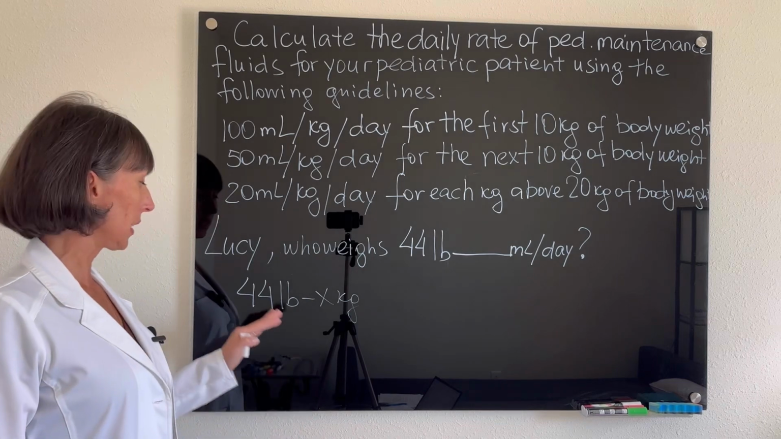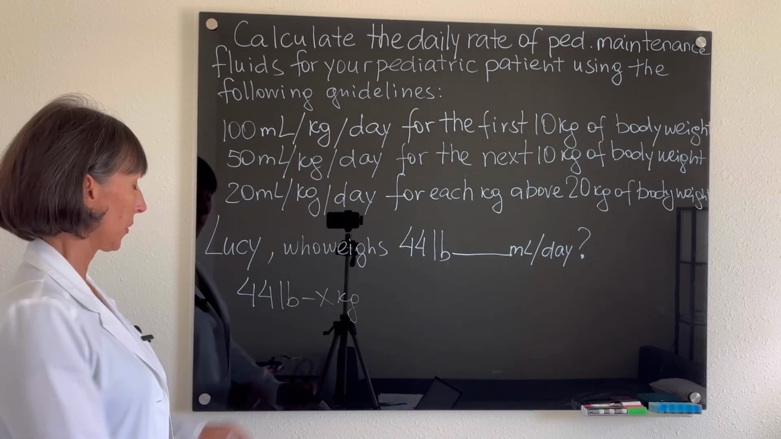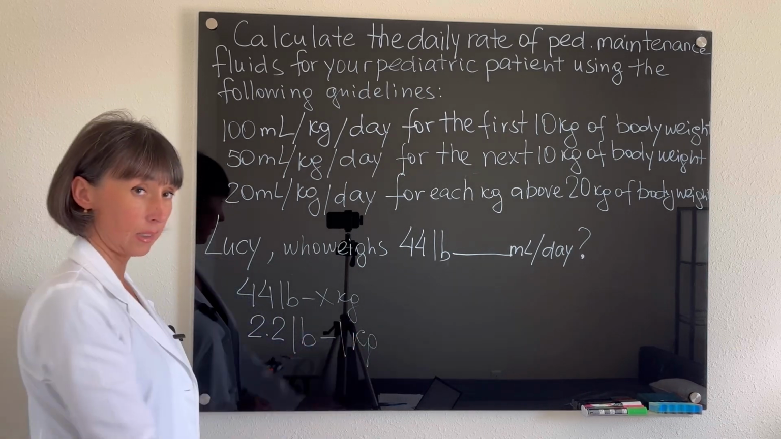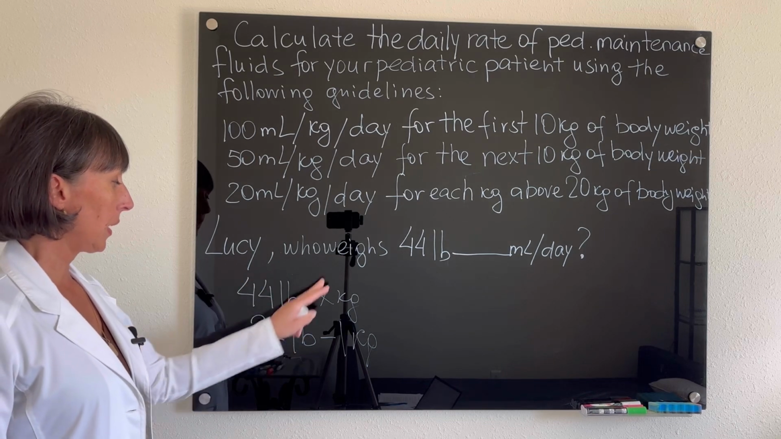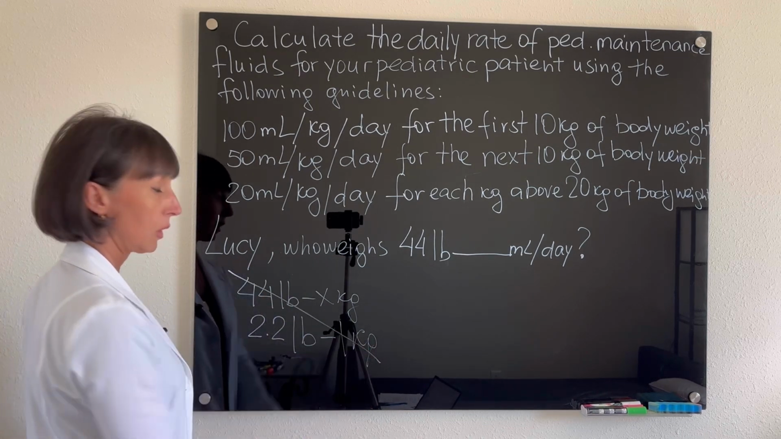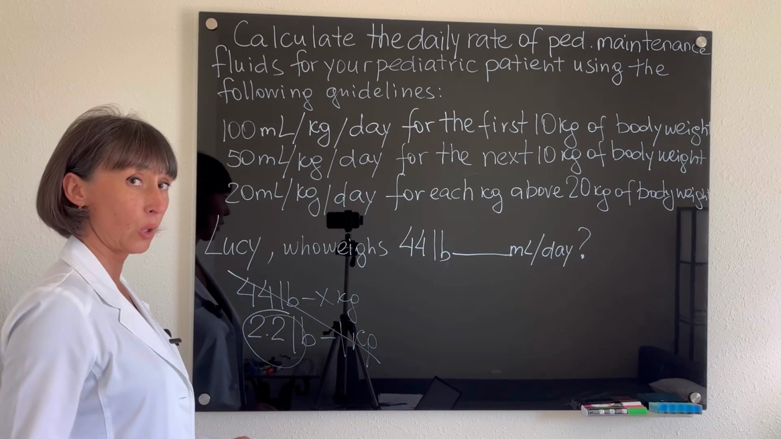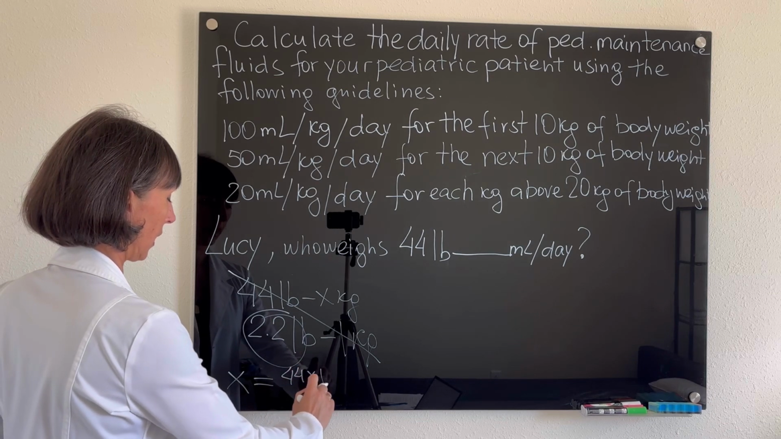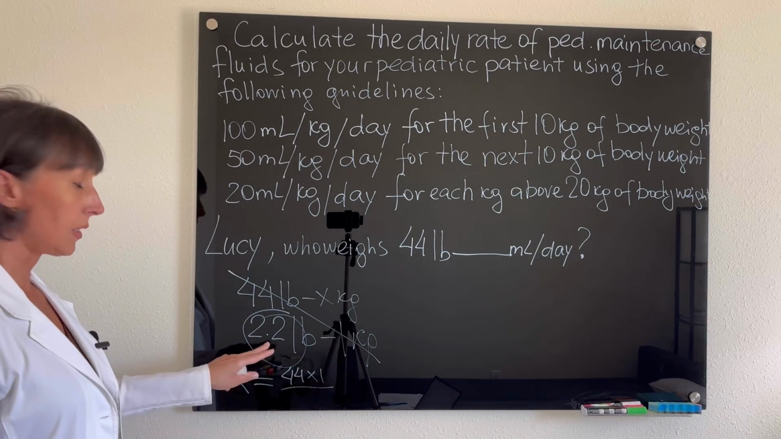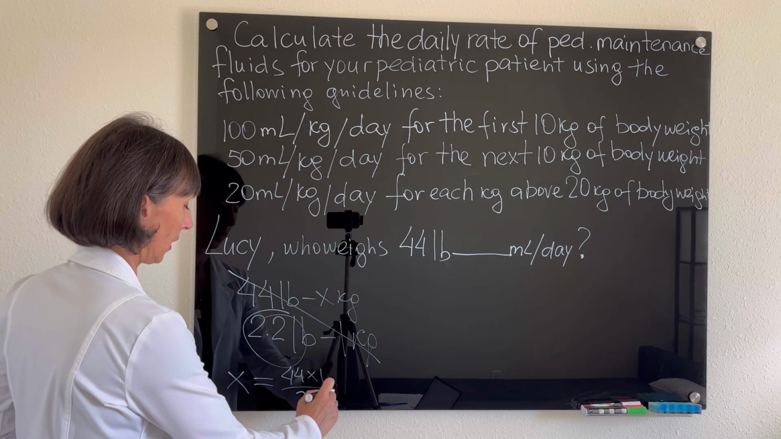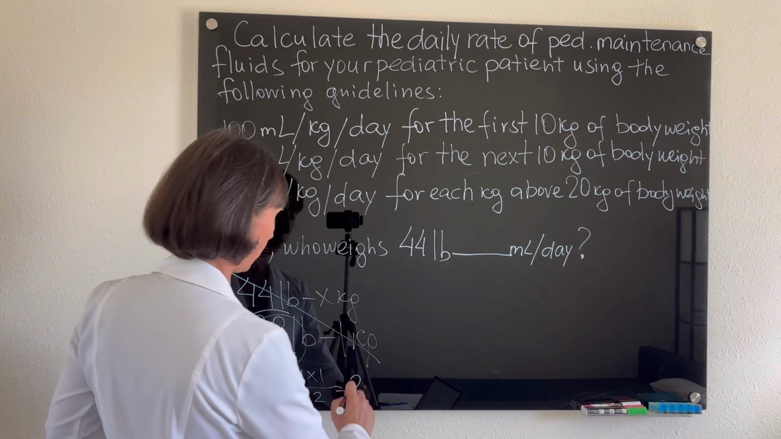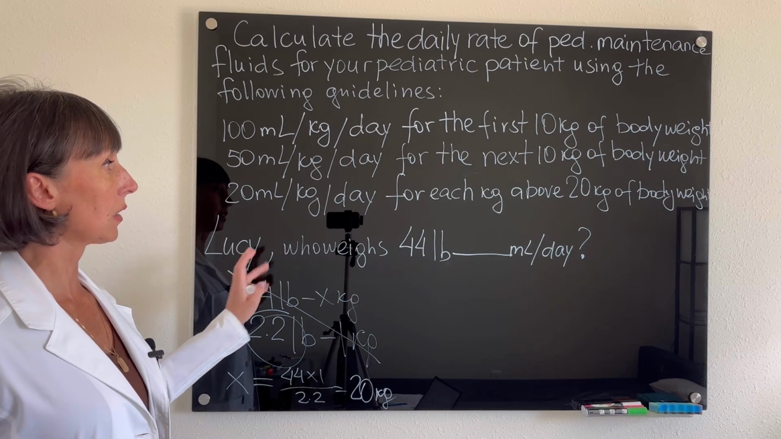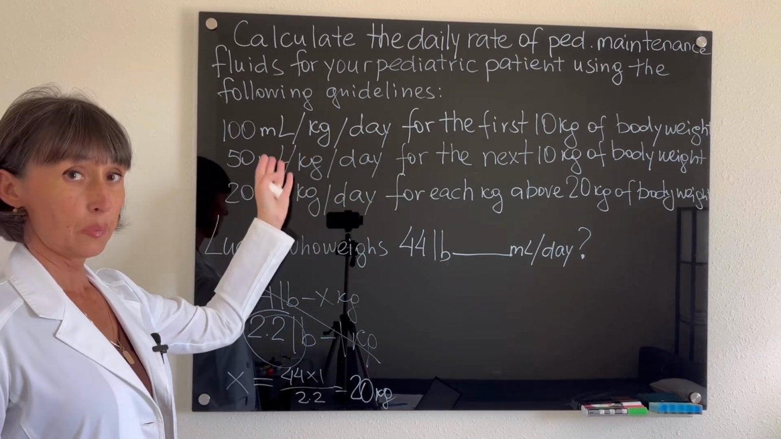Using DKP method, I'm saying 44 pounds is X kilograms. But I know that 2.2 pounds is 1 kilogram. And I'm putting pounds under pounds, kilograms under kilograms, multiplying on diagonal, dividing by the third number to find my X. 44 times 1 divided by 2.2. And that equals to 20 kilograms. So my Lucy weighs 20 kilograms. Now I can plug it into my prescription here.